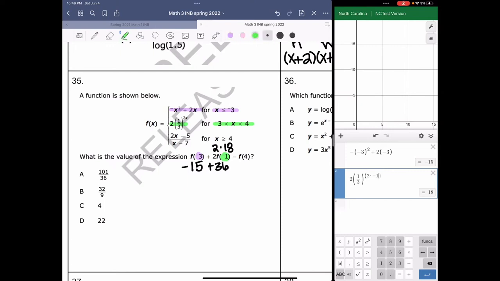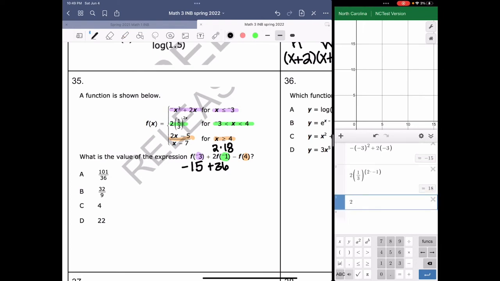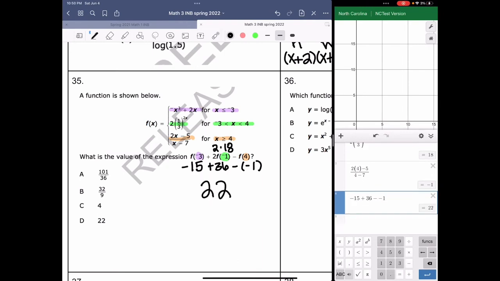And then for the last one, we have +4. Well, this one is equal to 4, so we're going to plug it into that one. Now, it may not always happen where you plug it into every one. You need to check the domain that's given. So we have 2 times 4 minus 5. And then we have 4 minus 7. And that's going to give me minus negative 1. And then I just figure out the whole thing. So we have negative 15 plus 36 minus negative 1. And I got 22.